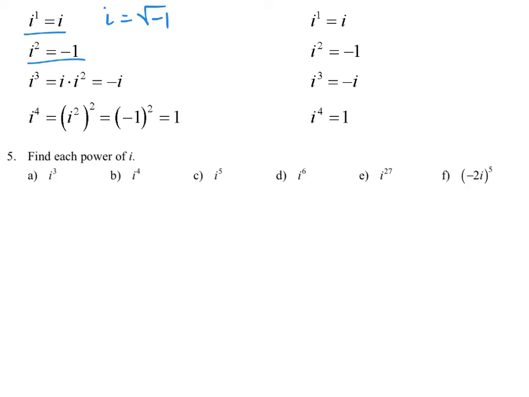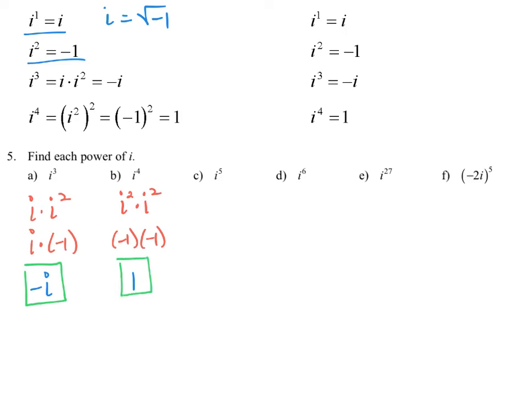So in example A, i to the third, we can think of writing this as i times i to the second power, where i to the second power is the same thing as negative 1. So i times a negative 1 is simply negative i as our final answer. i to the fourth can also be simplified. In fact, all powers of i can be simplified as long as the powers are integers. I to the fourth, we can write the same thing as i squared times i squared. And since i squared is negative 1, and i squared is also negative 1, then negative 1 times negative 1 is positive 1. So i to the fourth power is always simplified to 1.